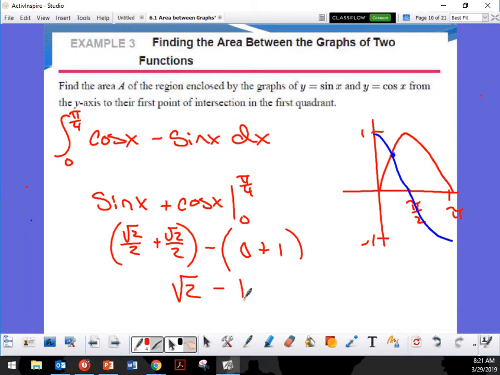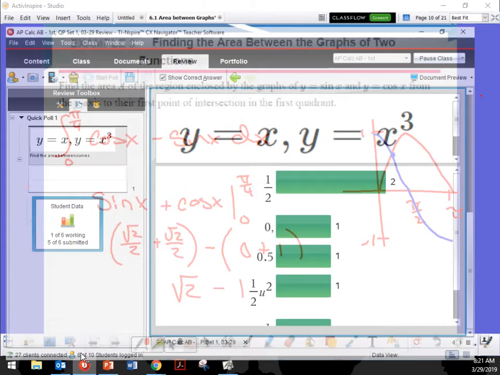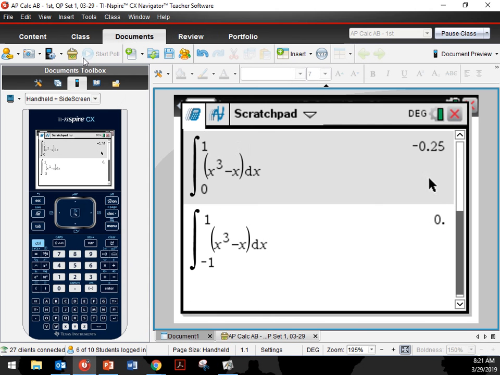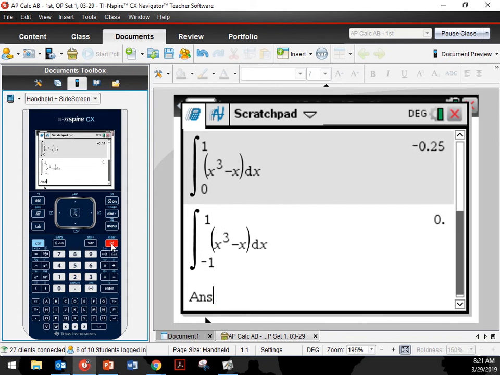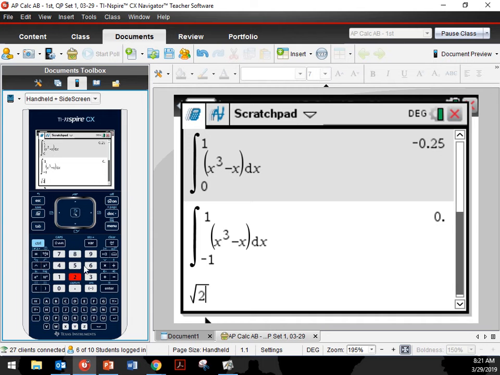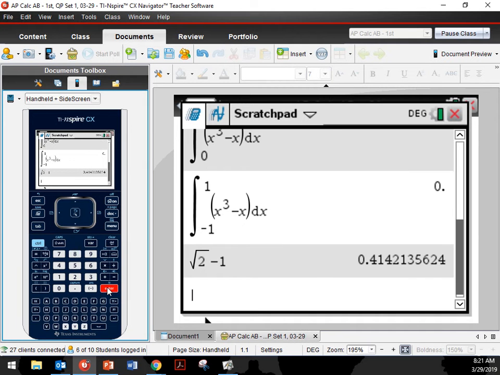If I want to approximate it, what is rad 2 minus 1? 0.238. How much do you want to bet? 0.3. Okay, who's the closest one? 0.238, 0.234.